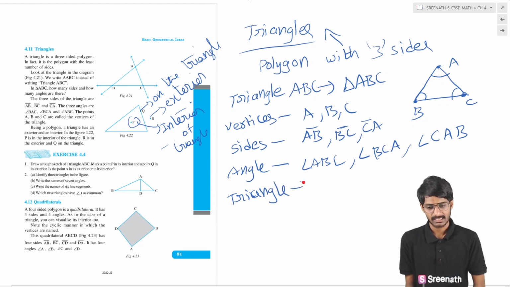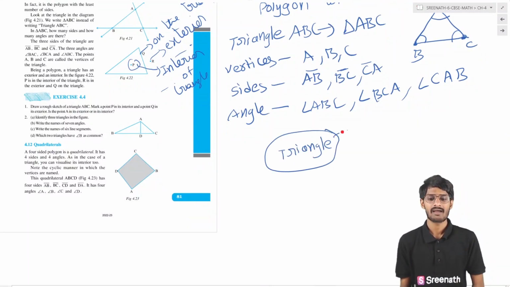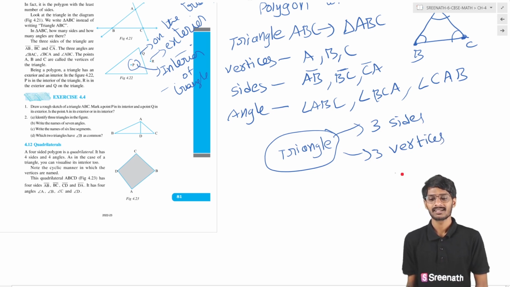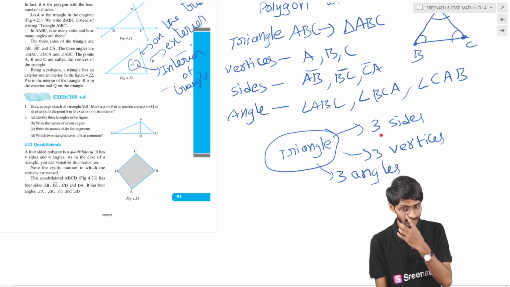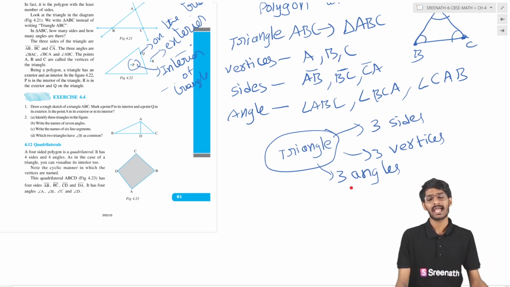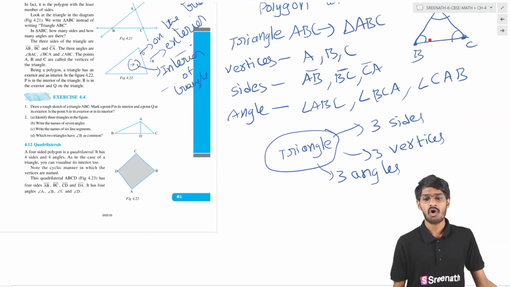So basically, in finalizing, what is the triangle? The triangle is having three sides, three vertices, and three angles. Okay students, that is all the knowledge about the triangle. So we have discussed triangles.